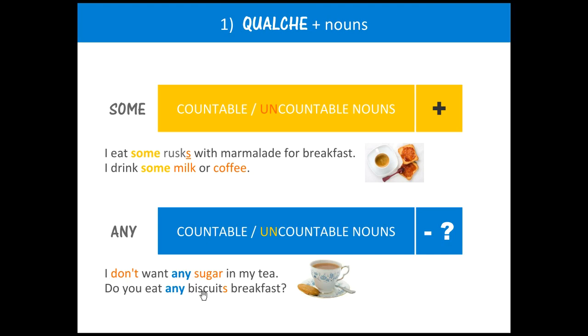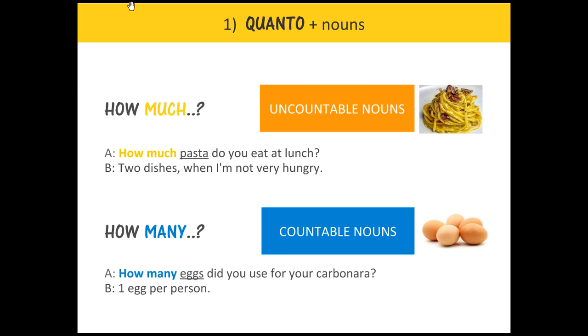Second sentence: do you eat any biscuits for breakfast? I forgot to put for. Quindi mangi dei biscotti a colazione? Biscuits is plural, okay, so it's a countable noun. This is a question, so we need to put any. Okay, right. Let's go on.